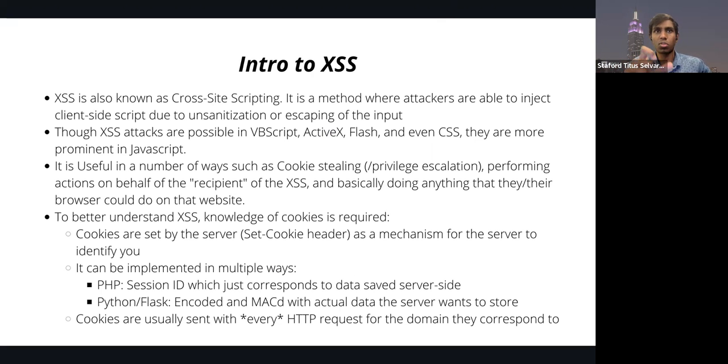For example, the key could be admin, the name of the cookie, and the value could be 0 or 1, like a Boolean value. If the admin cookie is set to 0, then the person is not an admin. They won't have admin privileges or admin rights. But if the user's admin cookie is set to 1, then they have admin privileges.